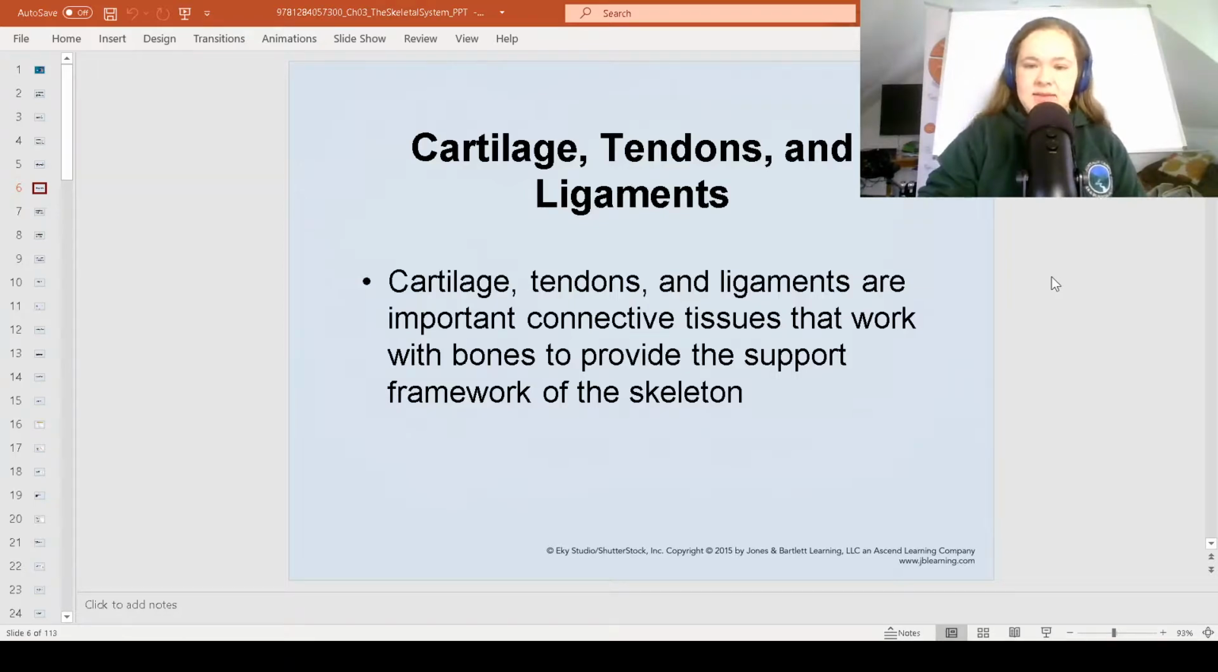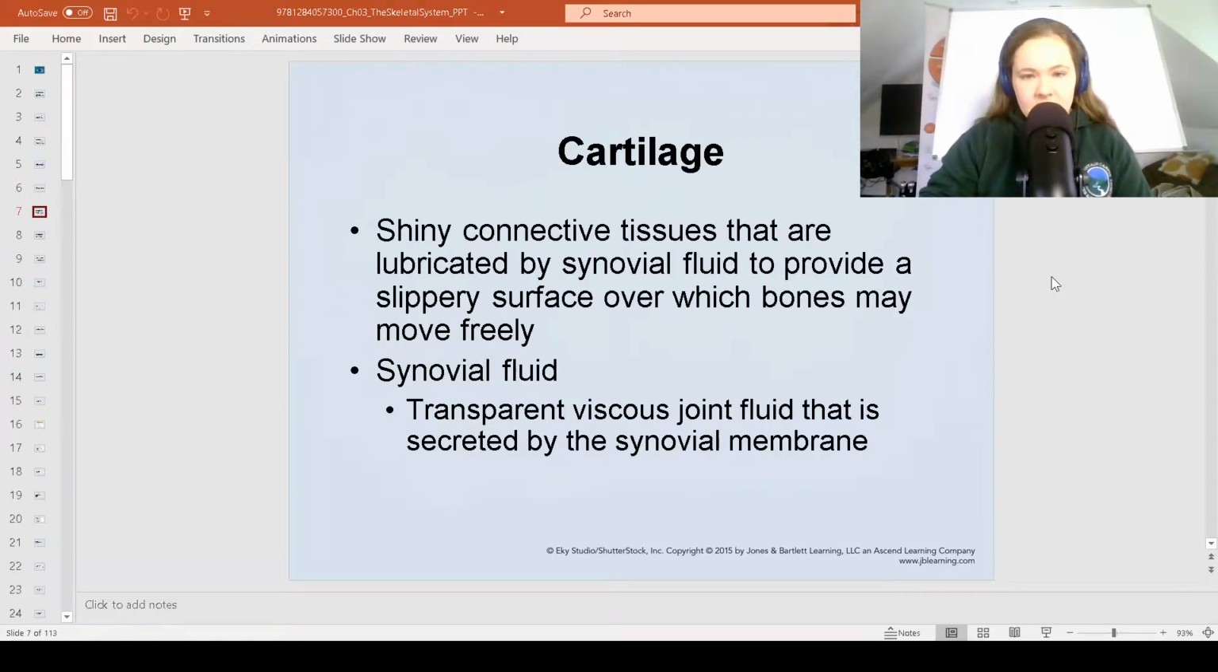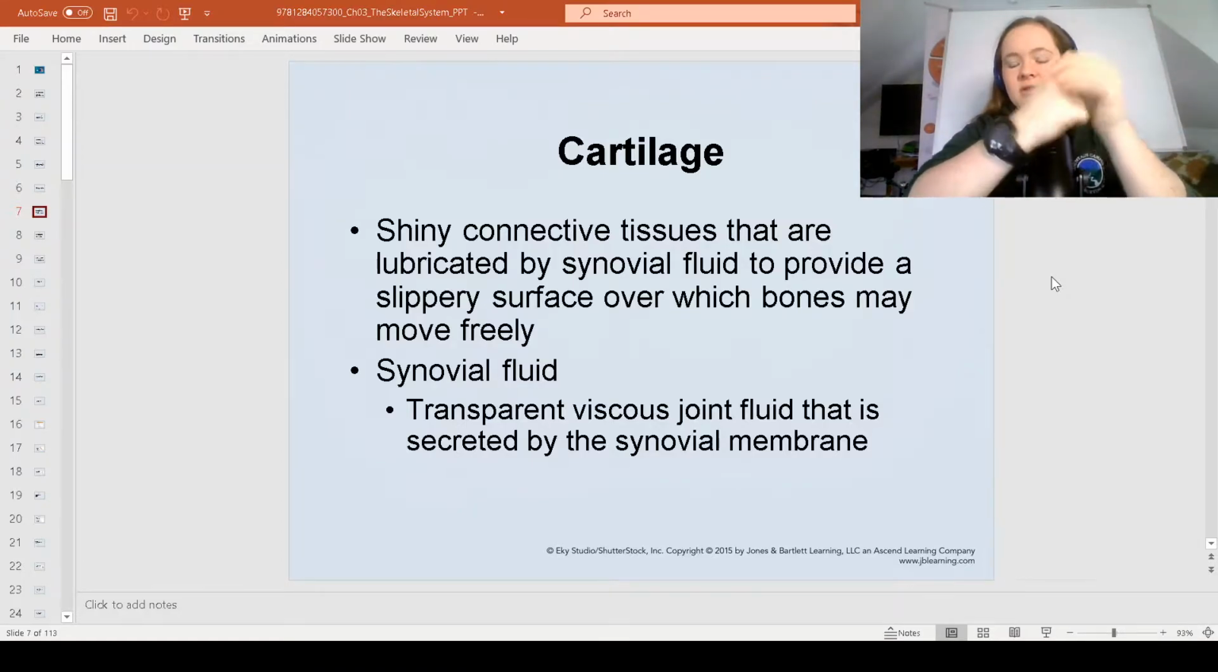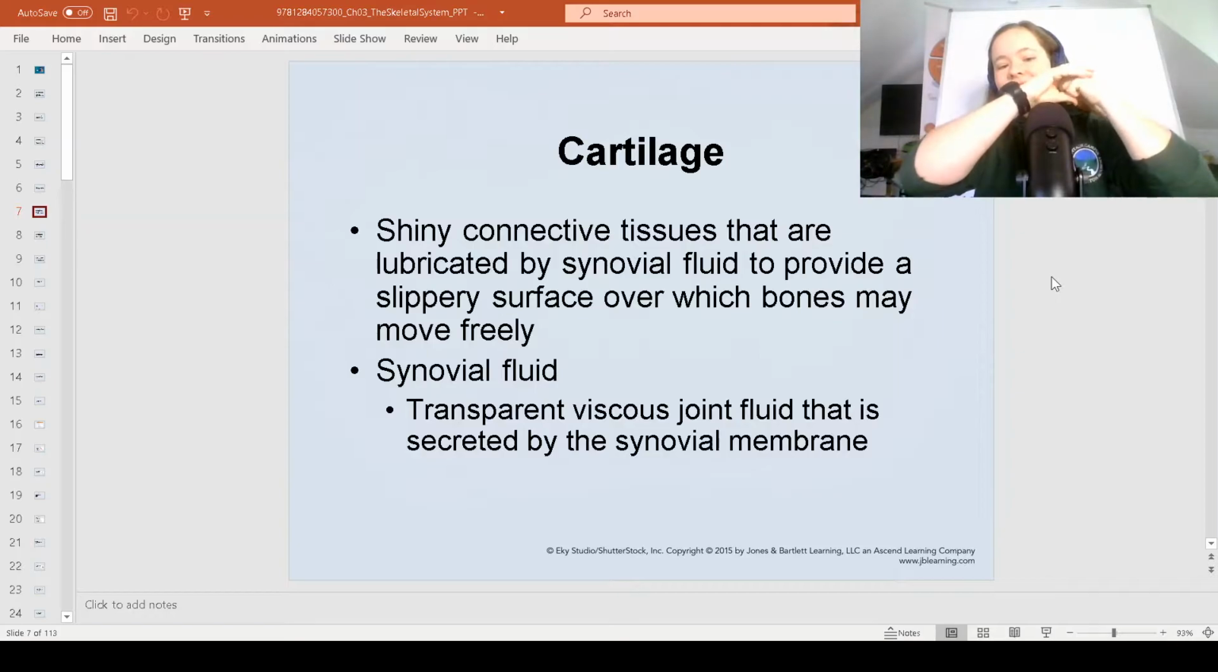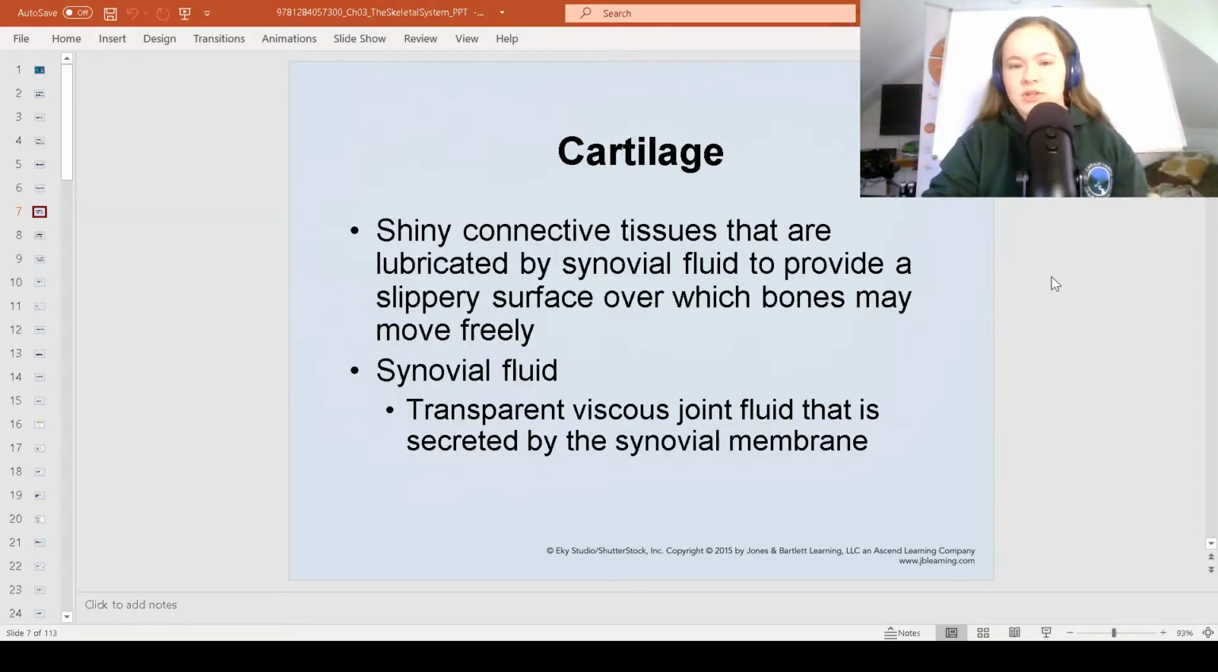Cartilage, tendons, and ligaments are important connective tissues that work with bones to provide the support and framework of the skeleton. The cartilage is that shiny connective tissue that is lubricated by the synovial fluid and provides a slippery surface over which bones may move freely. The synovial fluid is the transparent viscous joint fluid that is secreted by the synovial membrane. Also, in other words, when you crack your fingers, that is the release of synovial fluid from the cartilage. So that's a new fact.